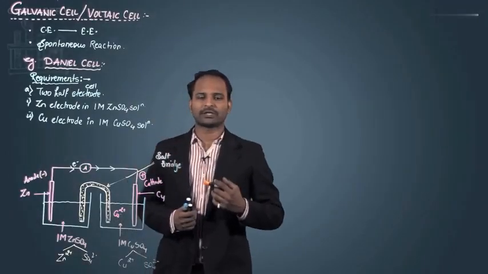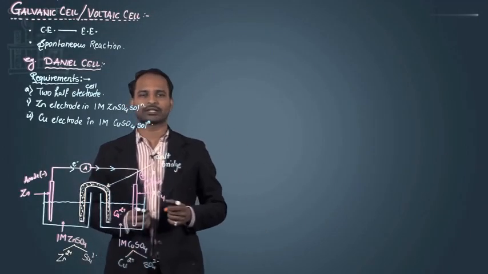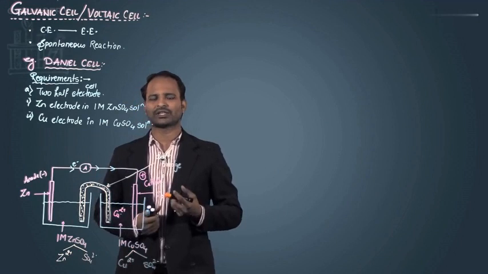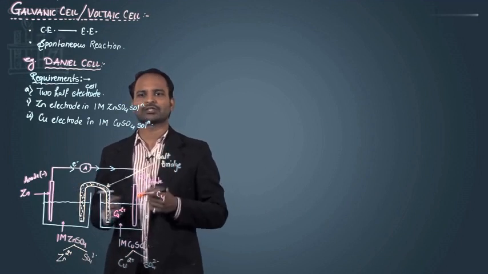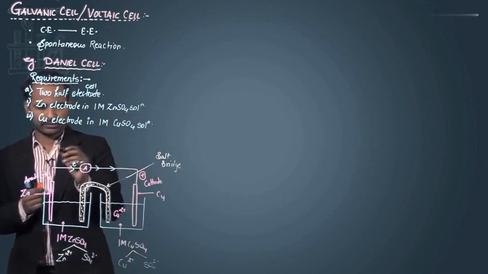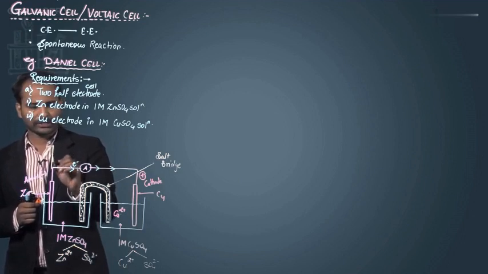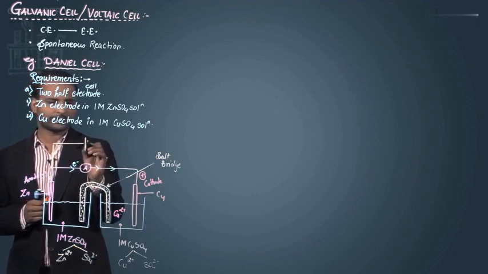So now let's see what happens when the same Daniell cell is connected to some external source. External source means it is connected to some external circuit. Suppose here I am connecting it to some external circuit.